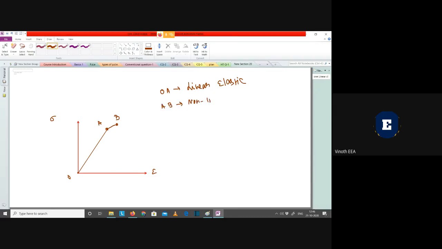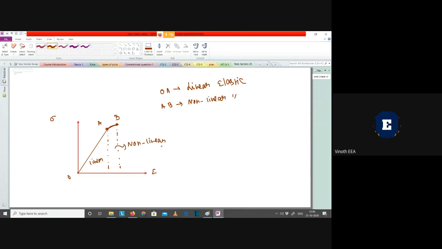What does it mean by linear and non-linear? It is pretty straightforward to understand that OA is a straight line, a linear line. But AB is not, it is some curve. So you can divide it into two: this is going to be the linear elastic region, and this is going to be the non-linear elastic region.